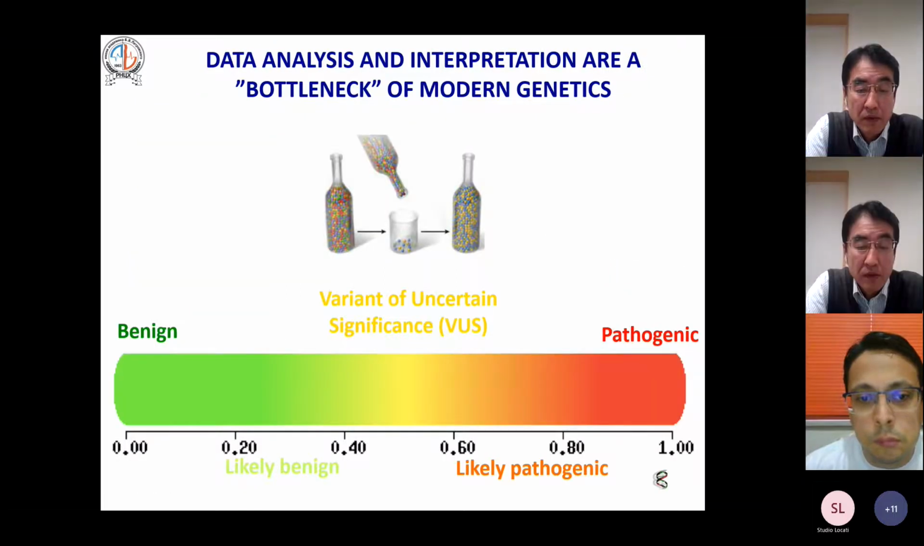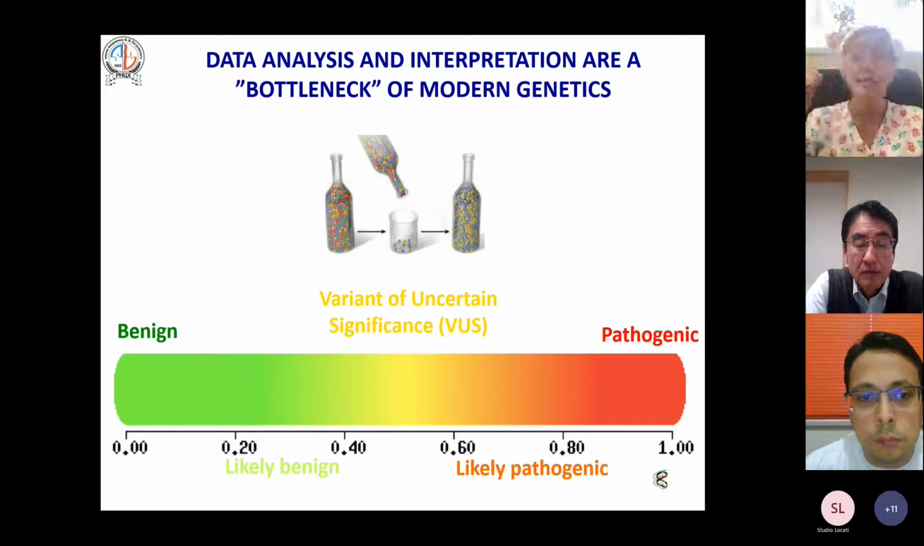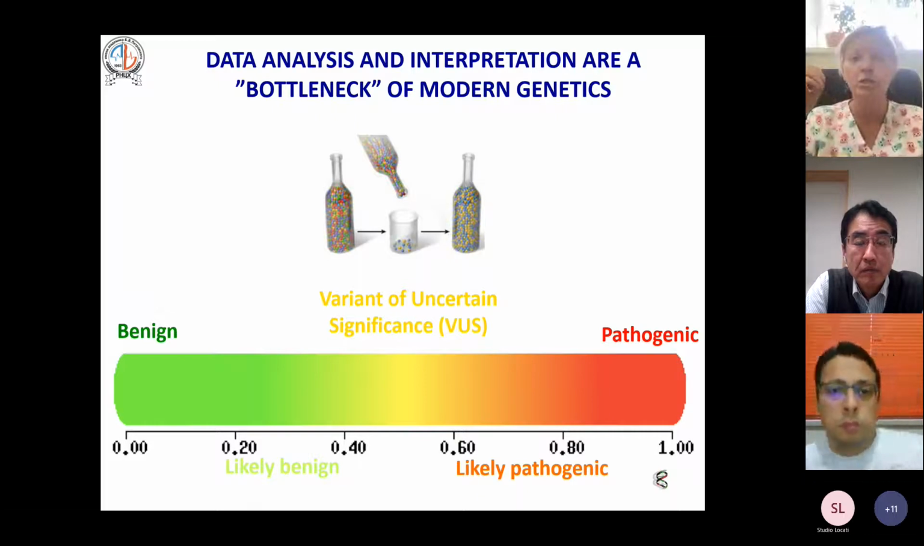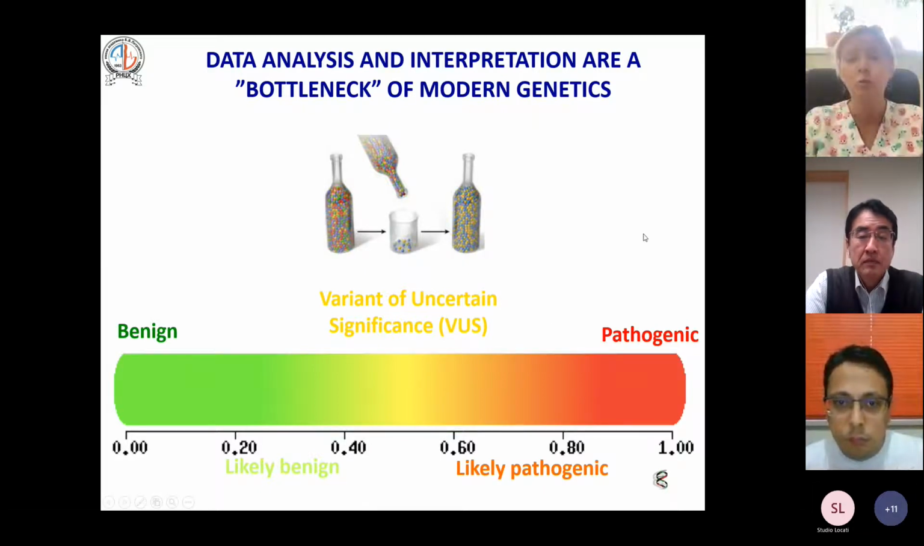But the bottleneck of genetic analysis is data analysis and interpretation, because the clinical significance of a particular variant lies in a continuum from a benign genetic variant with no clinical consequence up to a pathogenic real cause of inherited disease. And it's not easy to choose what part of this continuum you have to choose. Next, please.